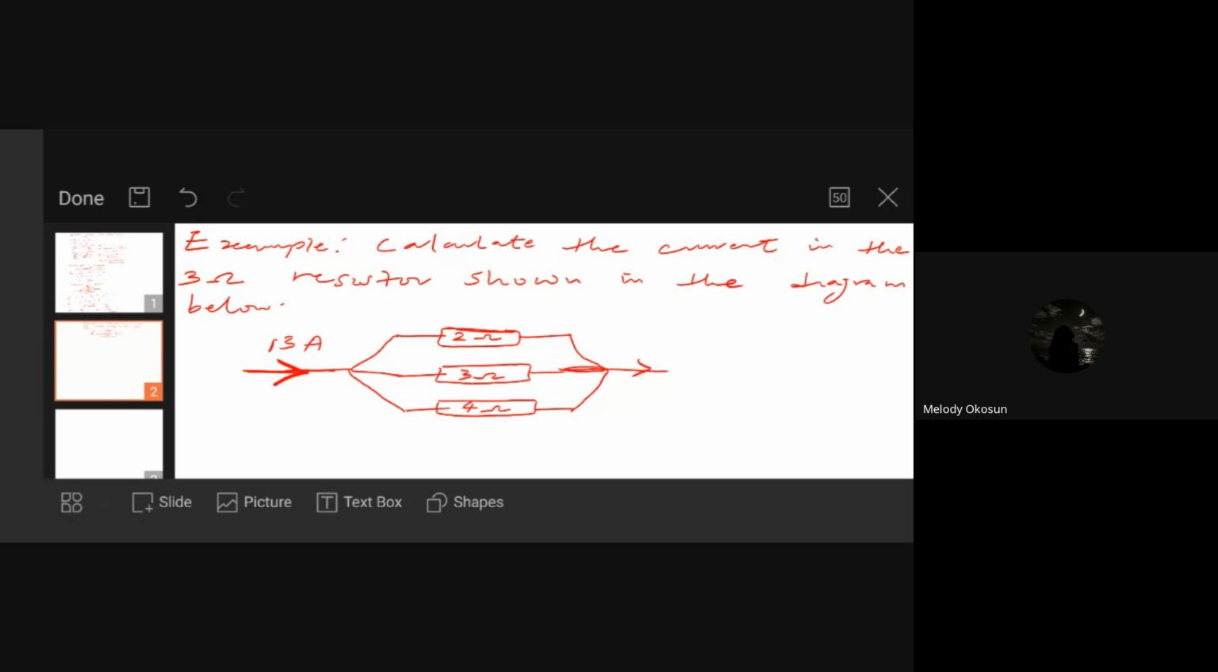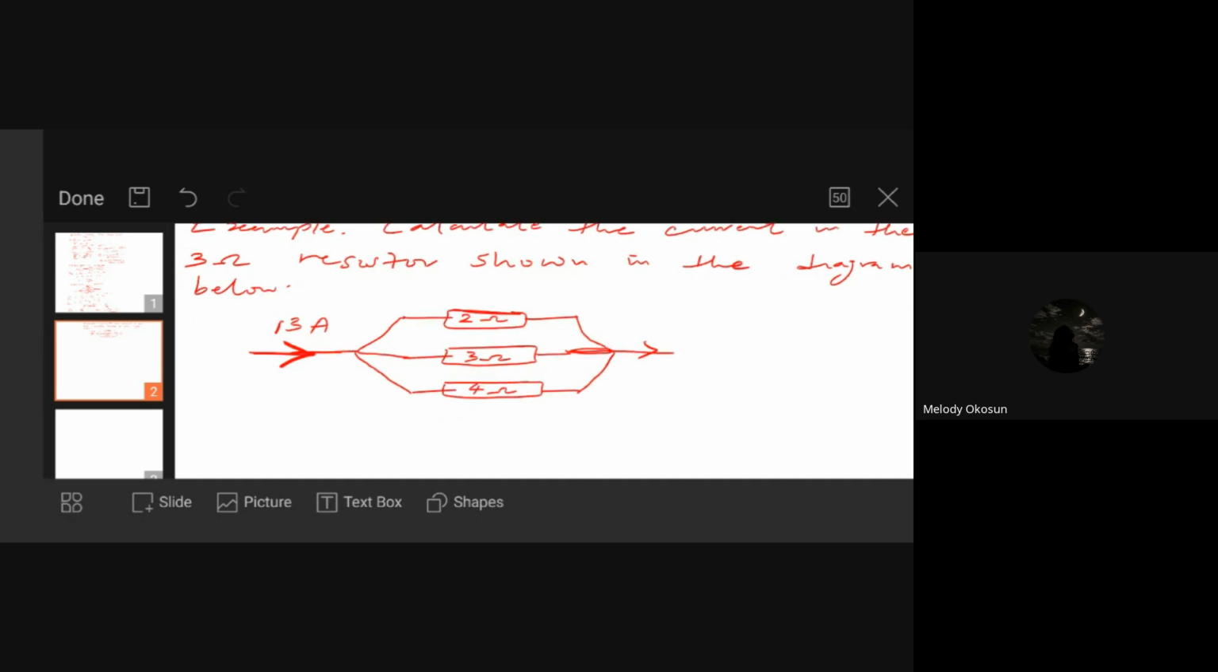And now they want us to find the current flowing through the resistor at the center, which is 3 ohms. So how do I solve this question? First of all, I need to find the potential difference that is producing that 13 amps in that circuit. I need to calculate it. Even though they didn't show us a complete circuit diagram, of course, for 13 amps to flow, it is already connected to either a battery or a cell.